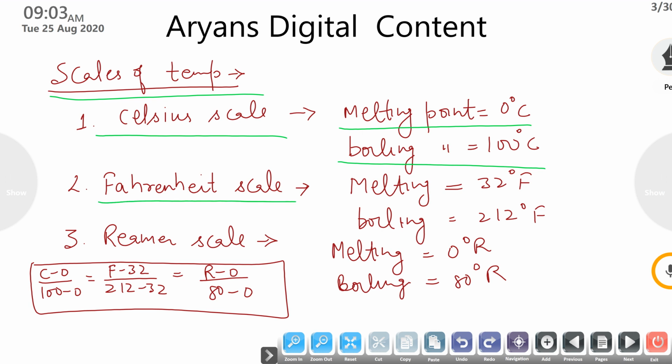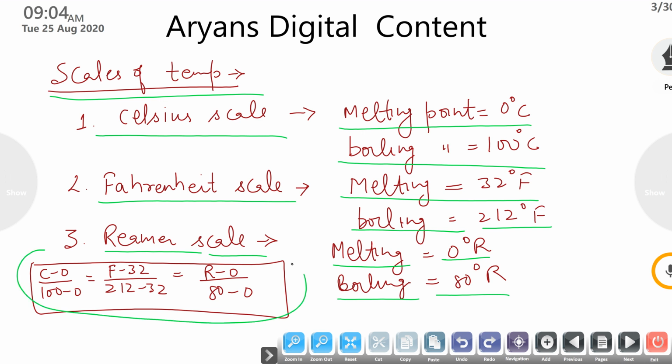Second is the Fahrenheit scale. In this case, the melting point of ice is taken as 32 degree Fahrenheit and the boiling point as 212 degree Fahrenheit. Third is the Reaumur scale. In this, the melting point of ice is taken as 0 degree Reaumur and the boiling point of water is taken as 80 degree Reaumur. These reference points are taken from the ice melting point and the water boiling point.